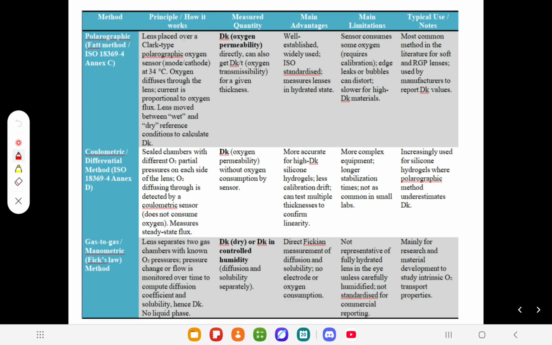So the polarographic method: the lens is placed over a cloud-type polarographic oxygen sensor, and oxygen diffuses through the lens, and the current proportional to the oxygen flux is measured. Then the lens moves between wet and dry reference conditions and Dk is calculated. That's how it works. Just pause the video and you can see the details. The measurement quantity is oxygen permeability, Dk, and you can get Dk/t if you divide by the thickness.